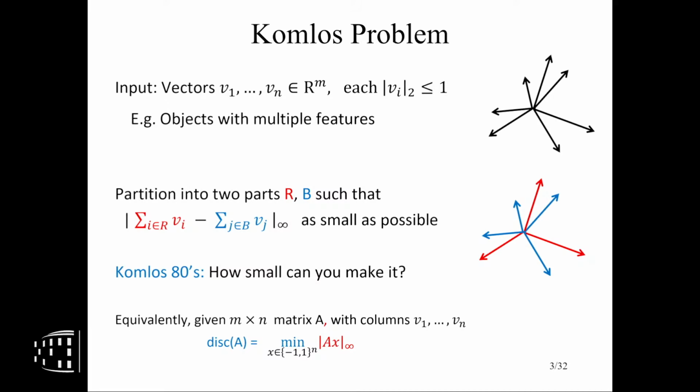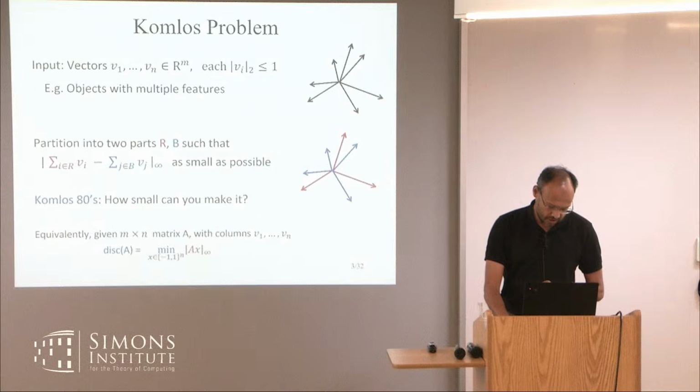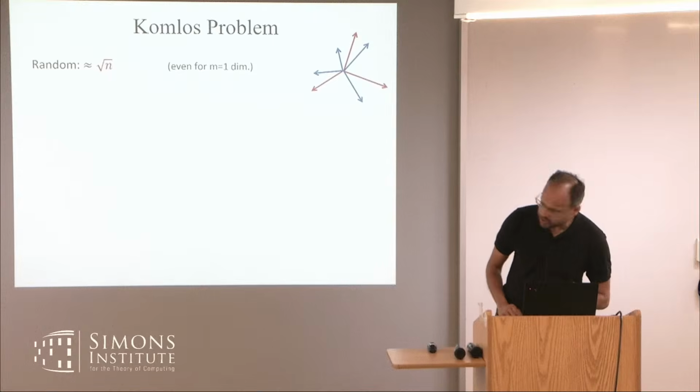Instead of talking of red and blue and this complicated expression, we can write it more compactly. Instead of red and blue, think of +1 and -1. And instead of vectors, imagine they're just columns of a matrix. So really, you're hitting each column with a +1, -1 entry. If you look at A times X, and you want to pick a +1, -1 vector to minimize the infinity norm, I'll use this notation more often. This is called the discrepancy of a matrix A. So that's our problem.